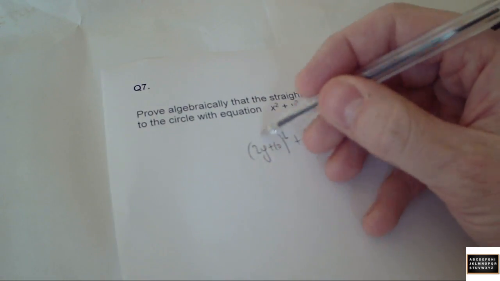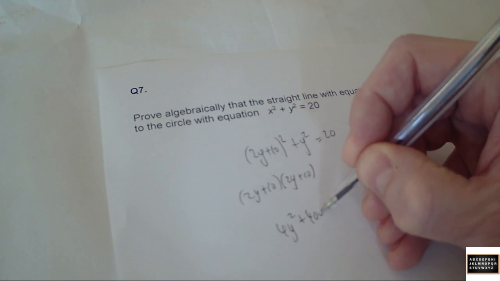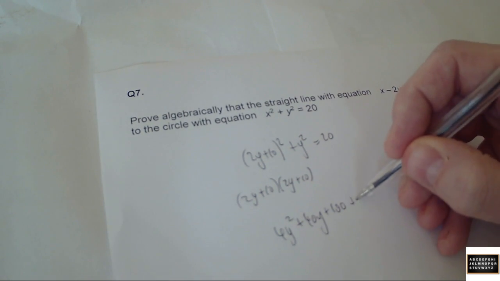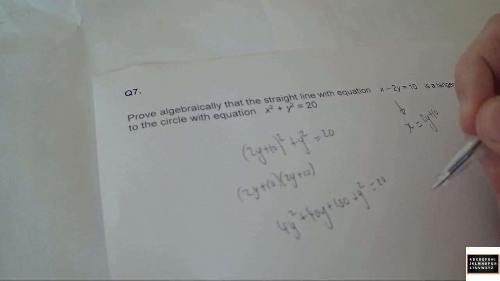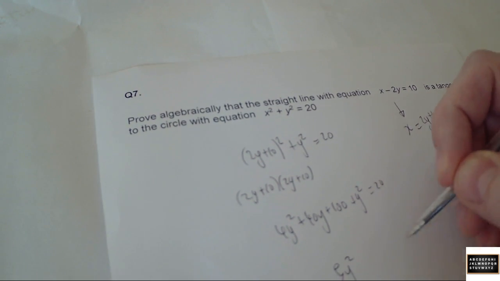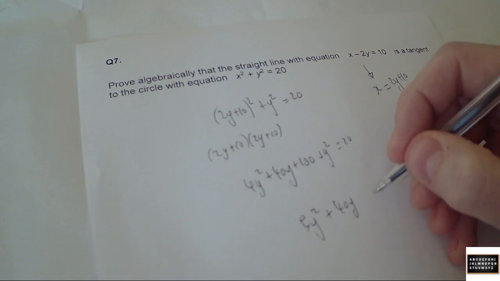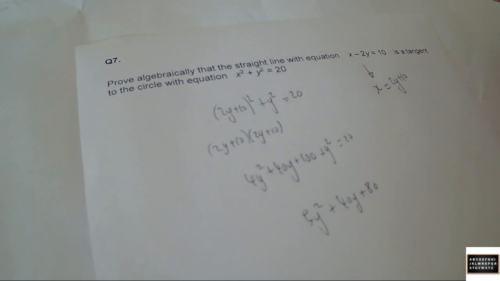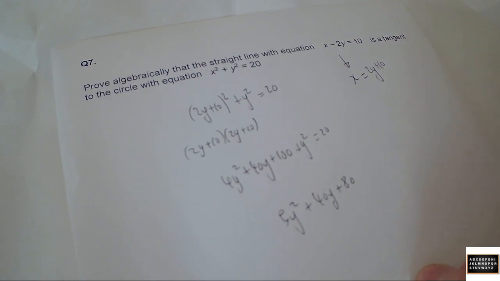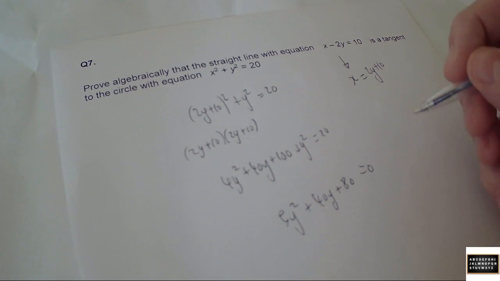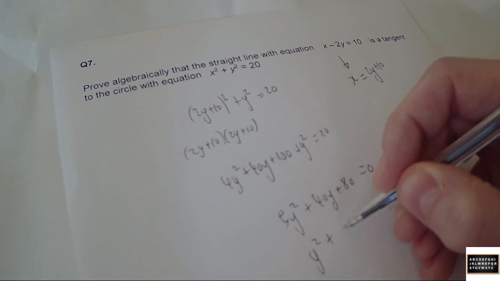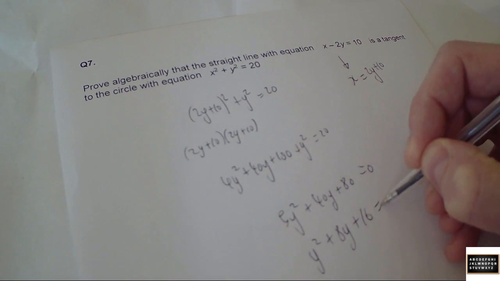Now if you square these brackets out, again you've got 2y plus 10 times 2y plus 10. So again, using your quadratics, you can work out what that is. You will get this. And in gathering together all your like terms, you'll have 5y squared plus 40y plus 80 equals 0. And then you can divide everything by 5. So y squared plus 8y plus 16 equals 0.